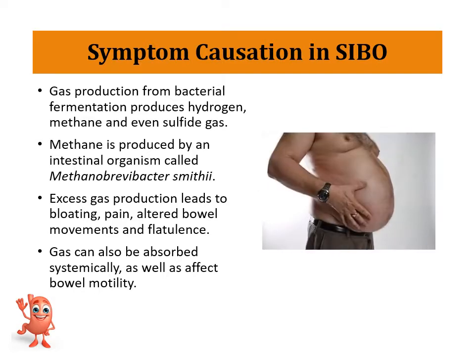So the symptom causation of SIBO comes about because of the gases, as well as the damaging effect that the gases can have in the small intestine, and then the different types of toxins that also can be generated as well. So bloating, pain, altered bowel movements, flatulence. Sometimes the systemic effects that can occur because of these gases can be quite significant.